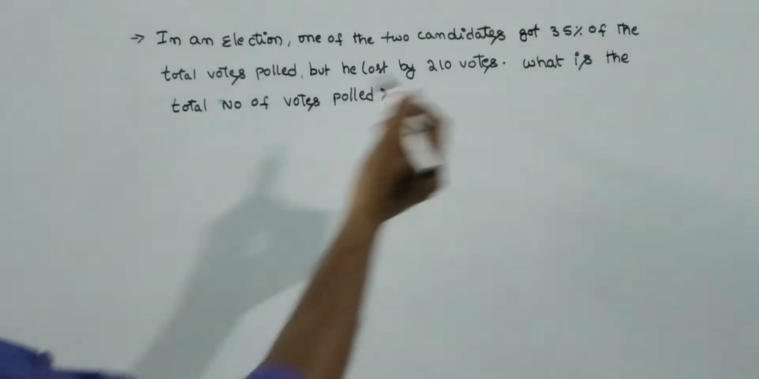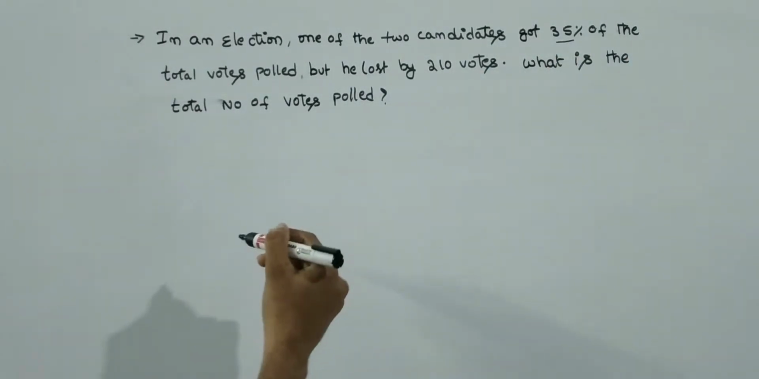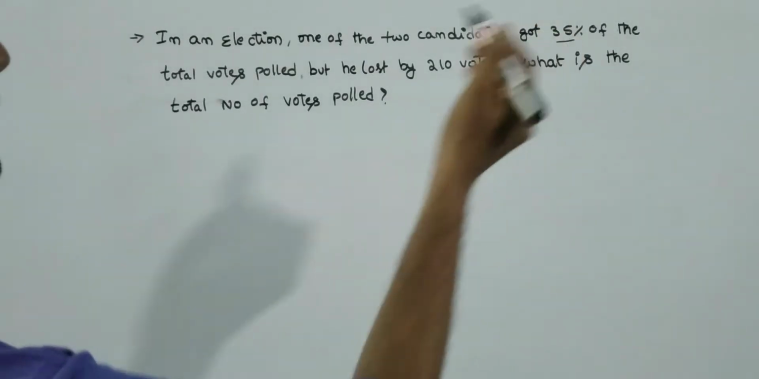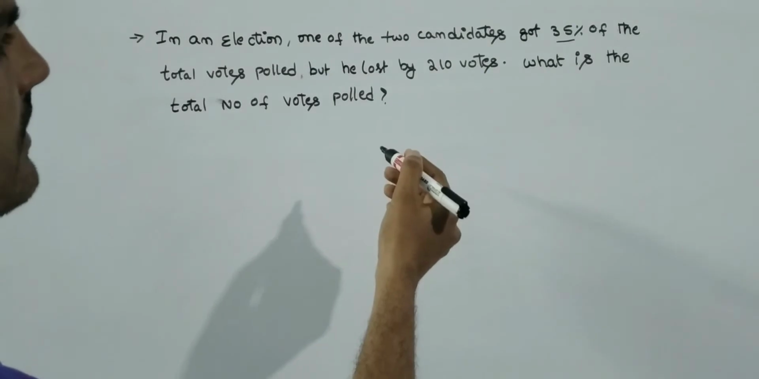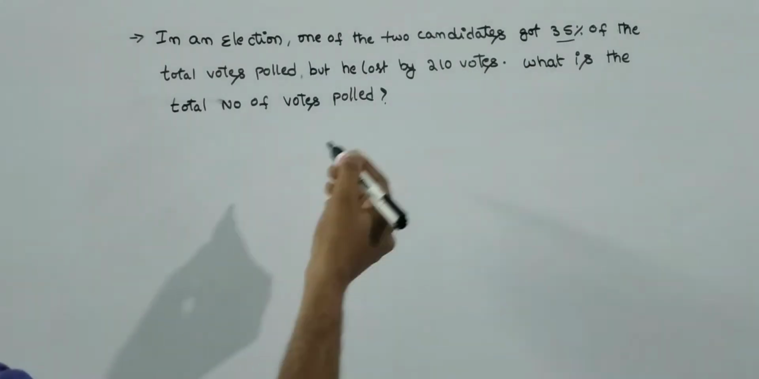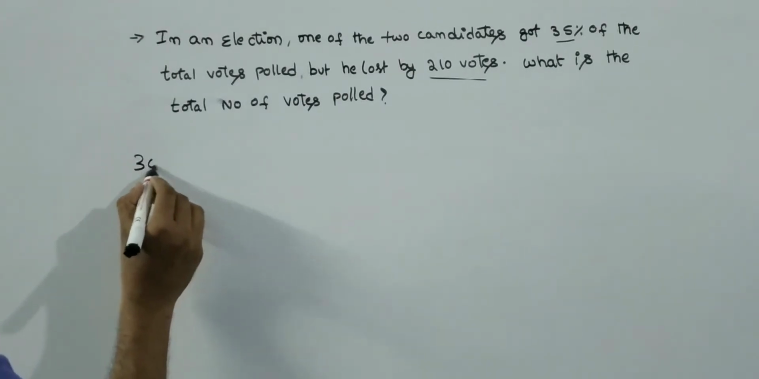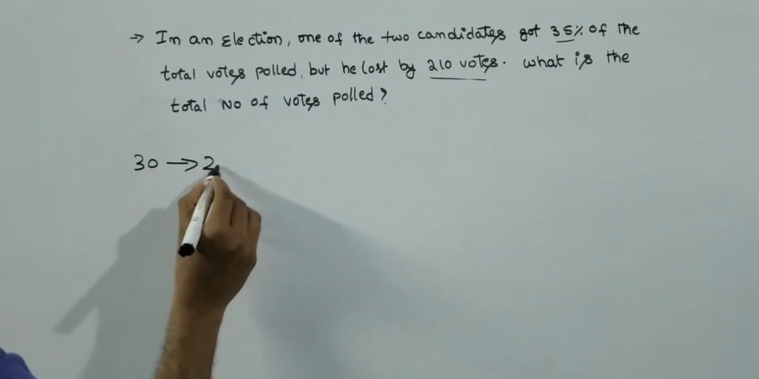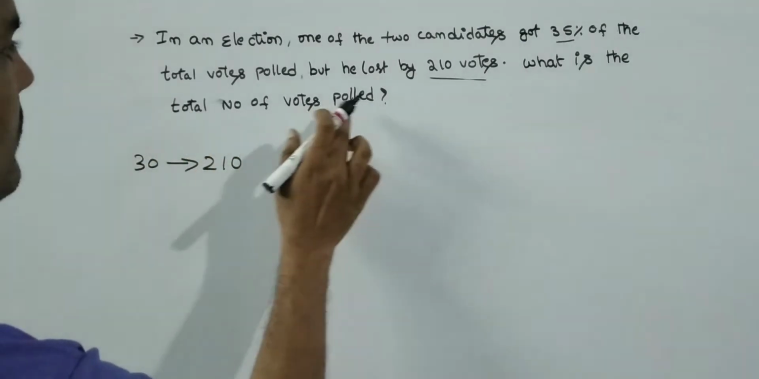See friends, losing candidate got how much percentage? 35%. That means the winning candidate got 65% of the votes. So the difference between the percentages is how much? 30%. So 30% equals 210 votes. See friends, 30% equals 210 votes. Then what is he asking? Total number of the votes polled.